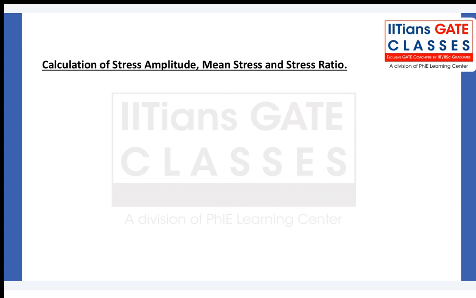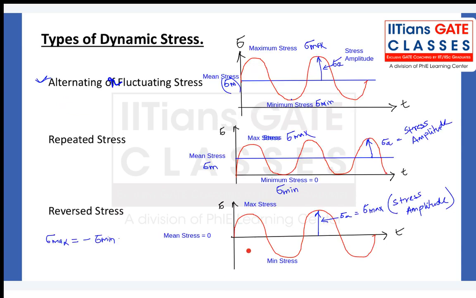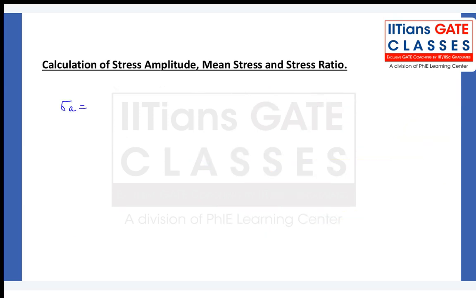And let us see those terms. What are those terms? First is the stress amplitude, sigma A. So what is the magnitude of sigma A? Let us go back to our previous diagram and see sigma A. Can I say sigma A is nothing else but the maximum value minus minimum value, divided by 2. So stress amplitude is nothing else but sigma max minus sigma min, divided by 2.